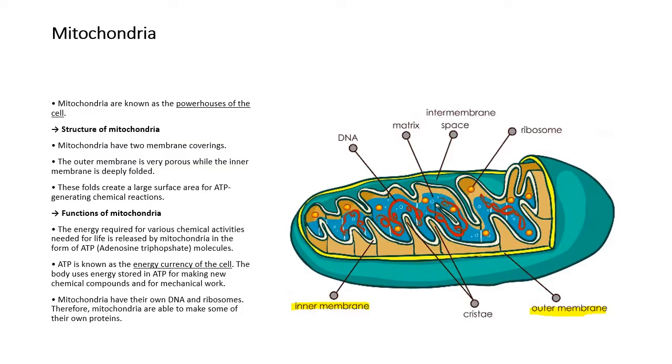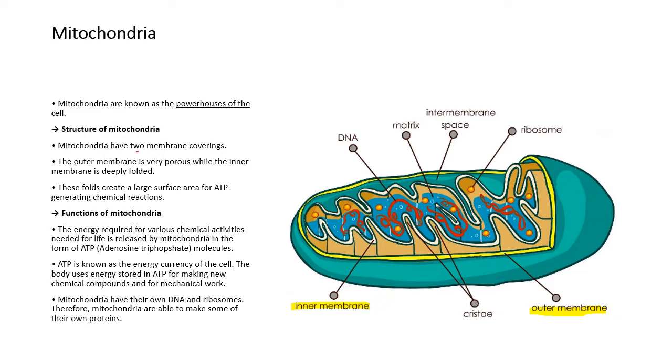Okay, let us see about mitochondria. Mitochondria are known as powerhouses of the cell. Mitochondria is a semi-autonomous double membrane bound organelle found in most of the eukaryotic organisms. See students, this is a structure of mitochondria. You can see two membranes which are bounded.